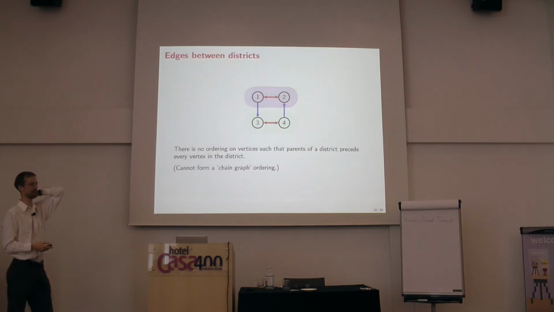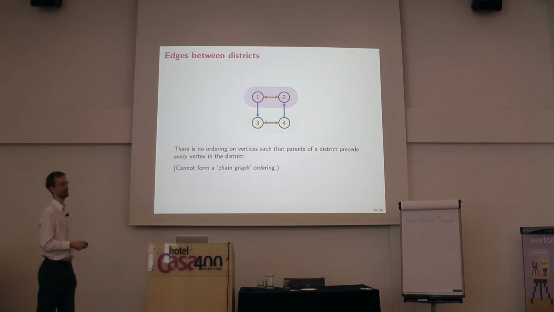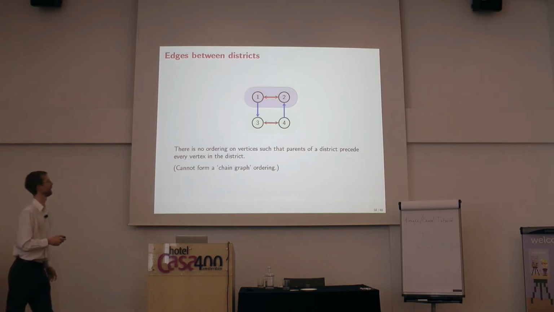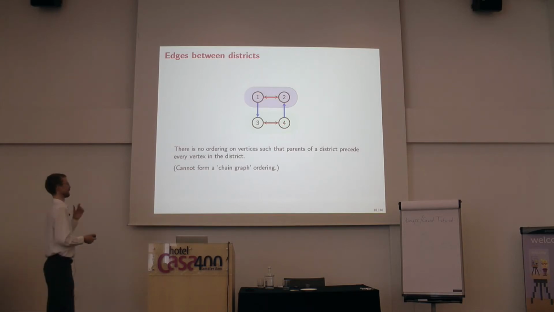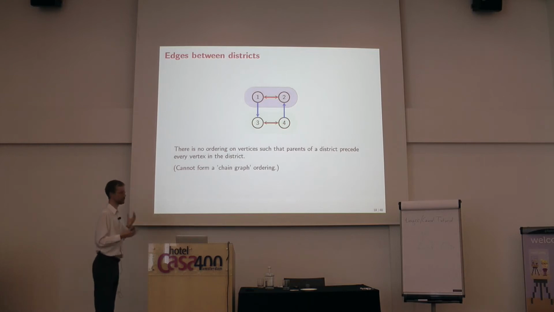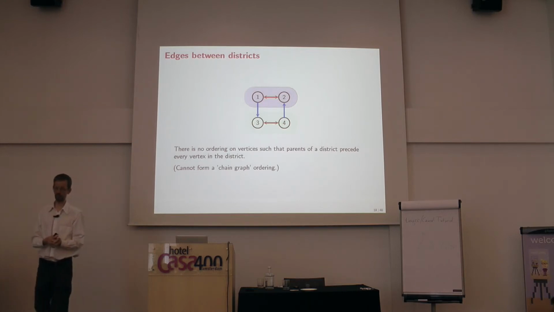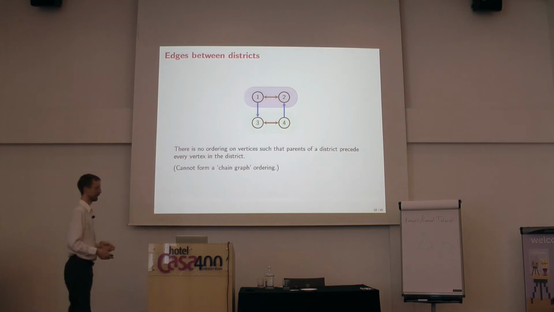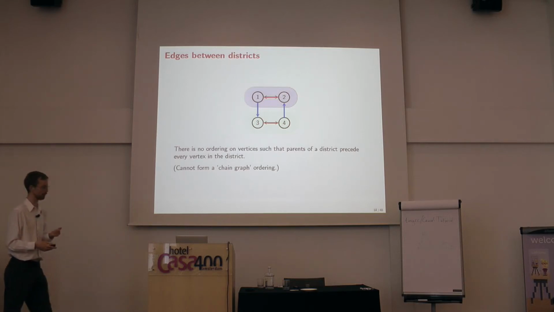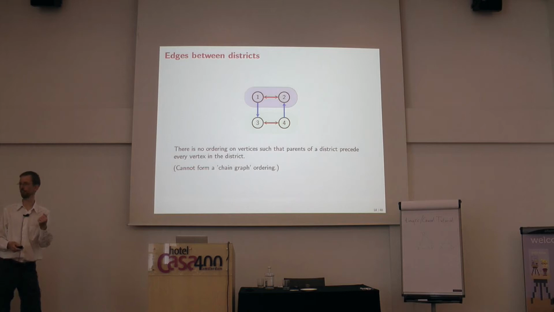So if you have a graph like this, which we could easily draw the latent variable model that would give rise to this, then here I've got one district and this is the other district, but we can have a directed edge that goes from 1 to 3, and then a directed edge that goes from 4 to 2. So there's no ordering on the vertices. In general, there's no total ordering on the vertices such that the parents of a district will precede every vertex in the district. And that makes working with these factorizations a little bit more complicated. So you can't in general form a chain graph.